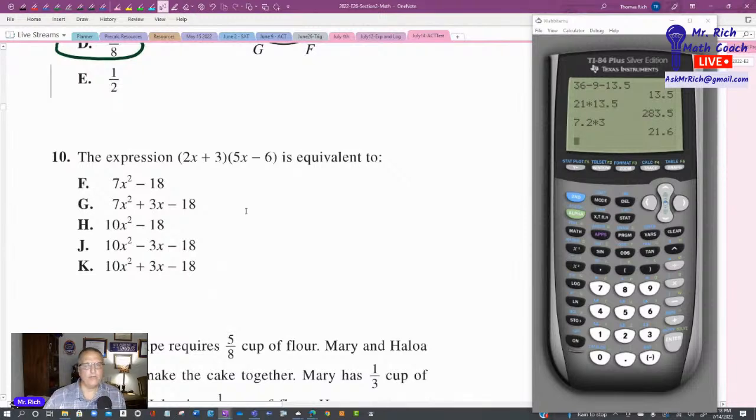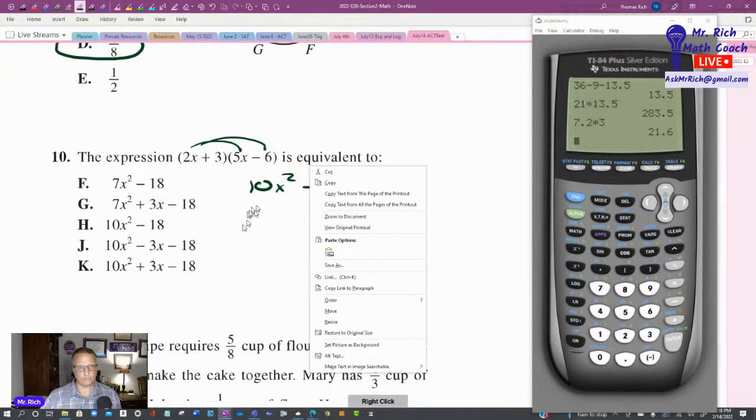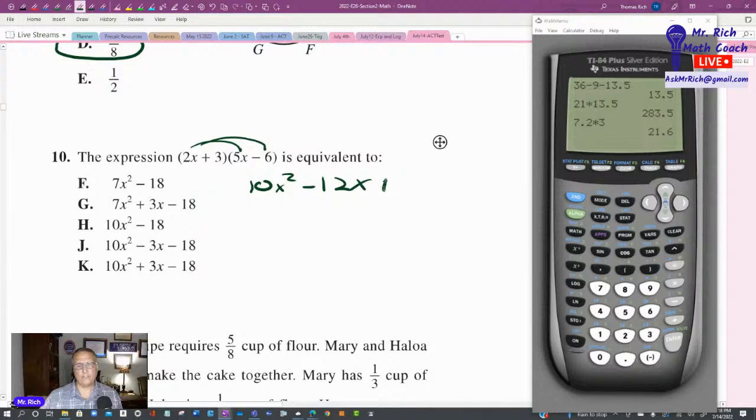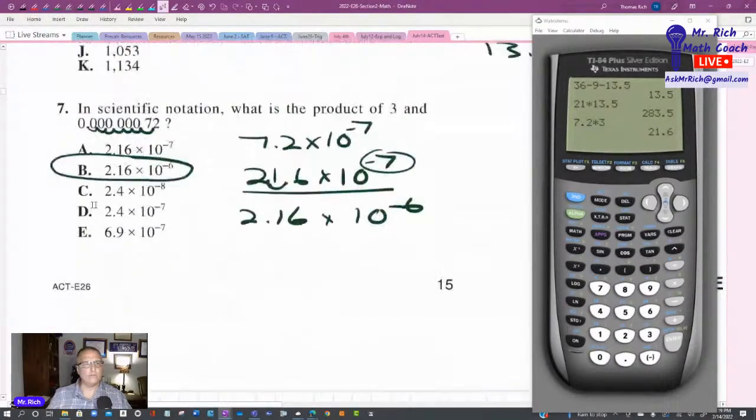Number 10, the expression here. All right, so I have to FOIL this together. So I am going to distribute and get 10x squared minus 12x. 3 times 5x plus 15x. 3 times negative 6 is a negative 18. So I like my 10x squared. Those are no good. Plus 3x minus 18. Okay, and I would stop the clock right now because I'm stopping after question 10 so that we can check my answers.